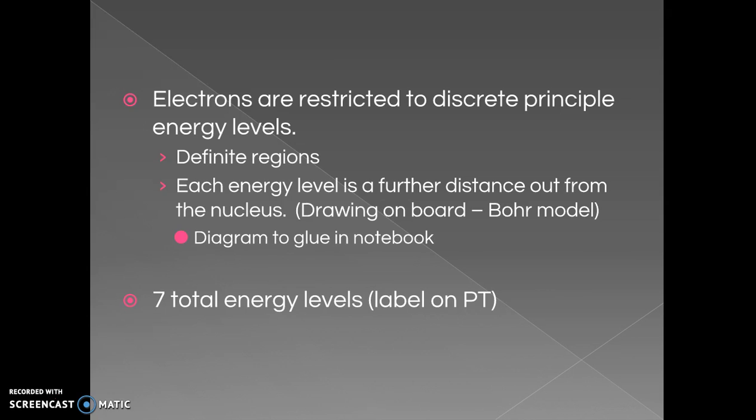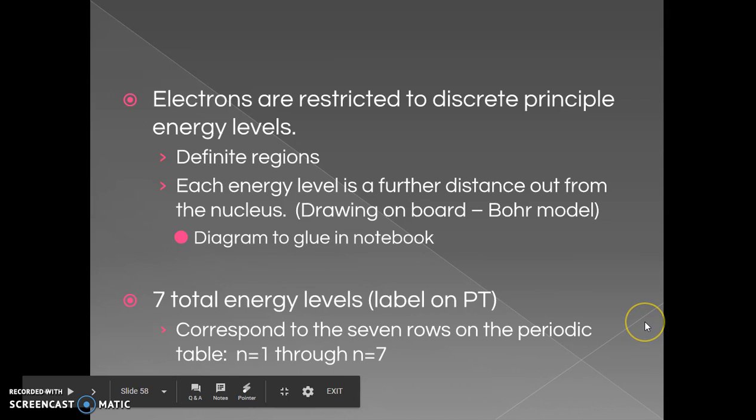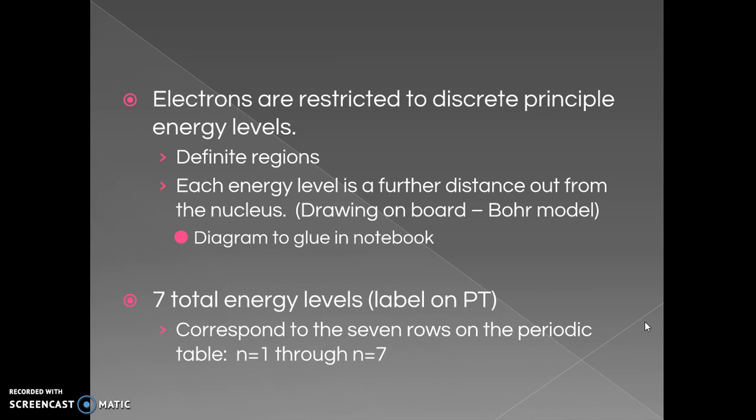So I'm going to do a Bohr model drawing on the board for you. I don't have a diagram to glue in your notebook, but I am going to give you a Bohr model diagram of this so you can see what I'm talking about when we say an electron absorbs energy and then it falls back down. So there are 7 total energy levels, or 7 total places that we could find electrons in terms of distance from the nucleus. You can be n equals 1 through n equals 7, and they correspond to the rows on the table. I promise this is all going to make sense to you in the next couple of days.